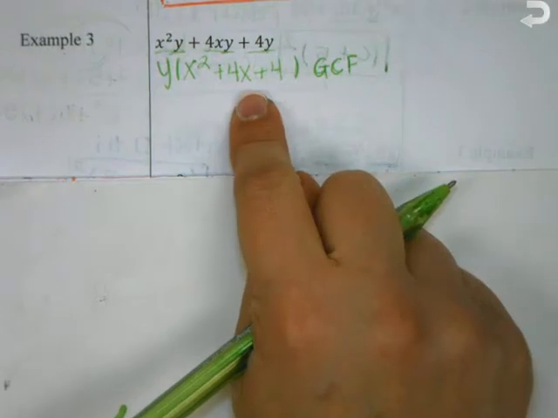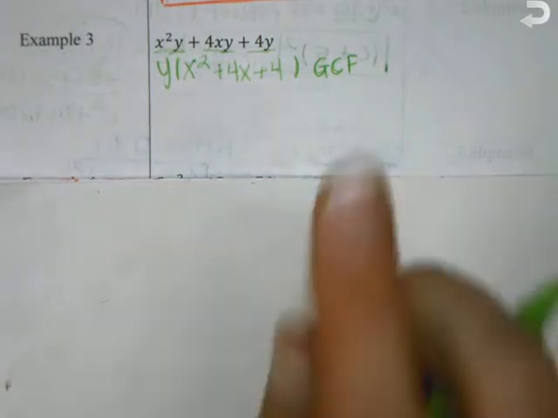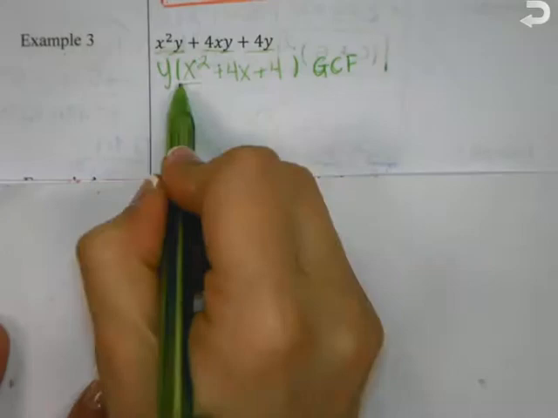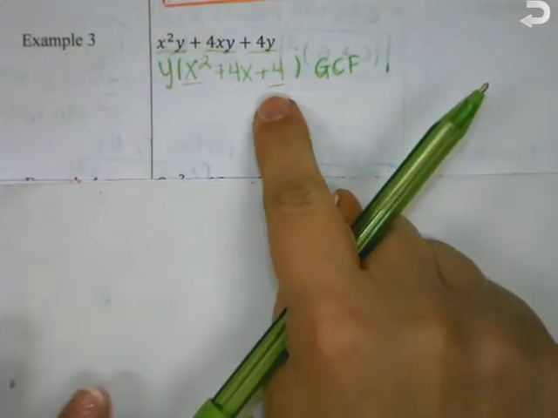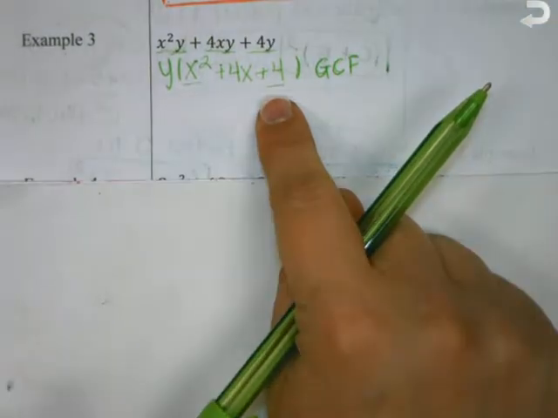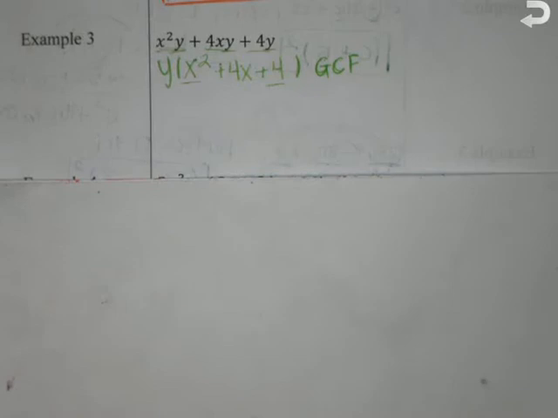Okay, from here there were 2 methods. You could either use diamond, or, if you notice, it's a perfect square trinomial. You could have used either method, okay? So this was 2 methods. You could either use diamond or perfect square trinomial. I'm going to use diamond right now.